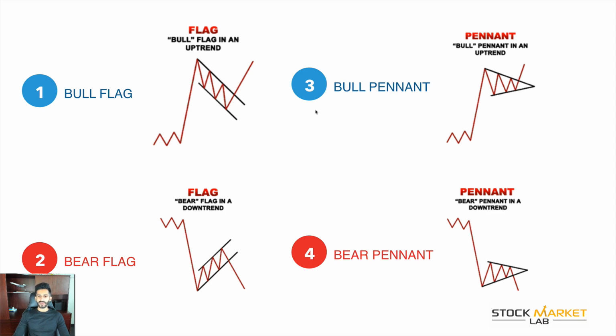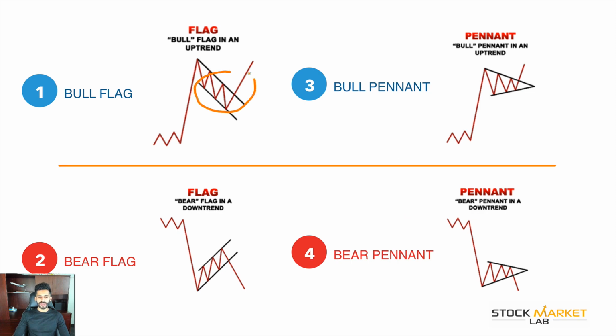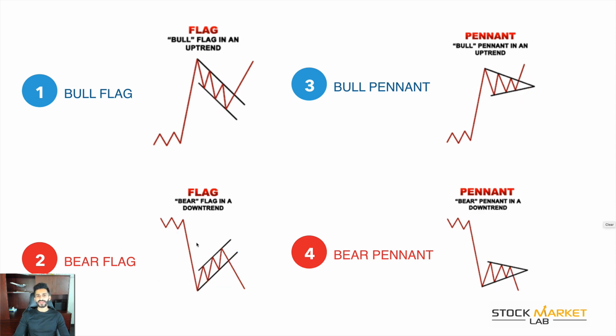The bull flag and the bull pennant are basically the same exact thing. Just the formation right here is a little bit different. The bear flag and the bear pennant are the same exact thing as well. Same idea, same thing happening here. It just looks a little bit different. The main thing I want you to take away from this is the idea behind the patterns.